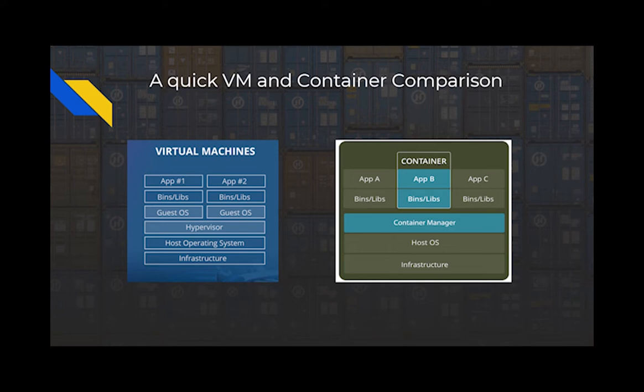And then on the other side, you have the container, which requires hardware of some kind, a host OS, and then a container manager, which is basically a replacement of the hypervisor. And the container manager essentially allows the sharing of the operating system with the 3 containers you see there, A, B, and C.